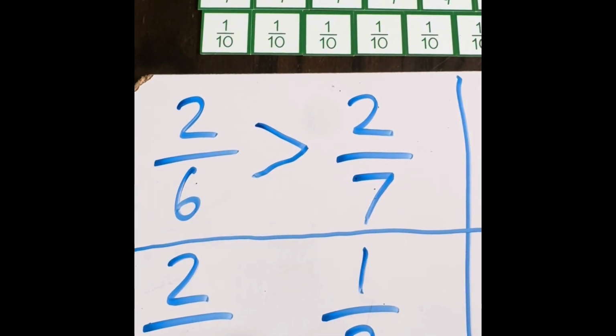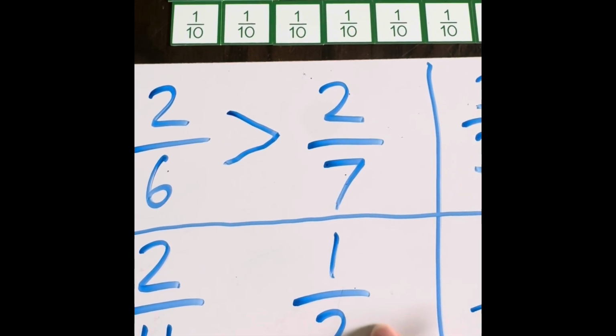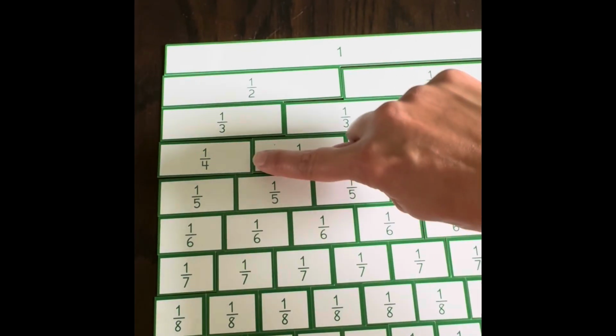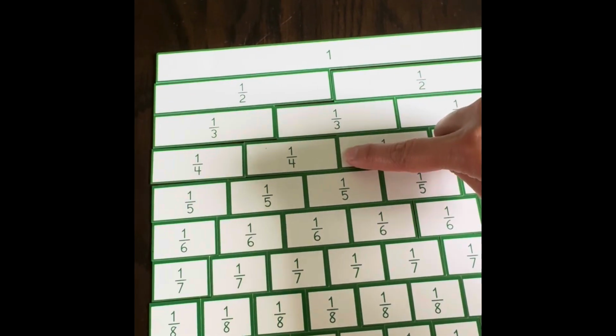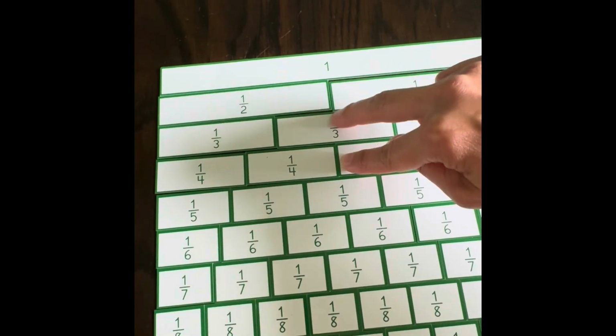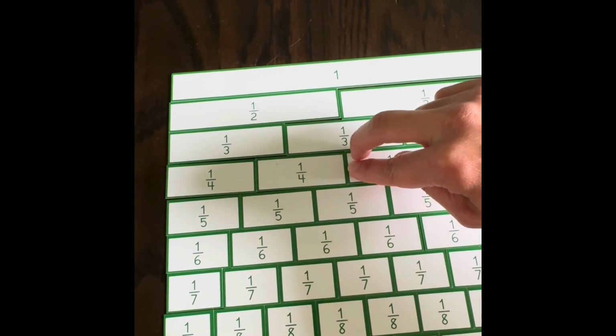Let's look down here. We have 2/4 and 1/2. Let's find 2/4 on our chart. We have 1/4, 2/4, and then we have 1/2. And they are the same. Okay, another equals.